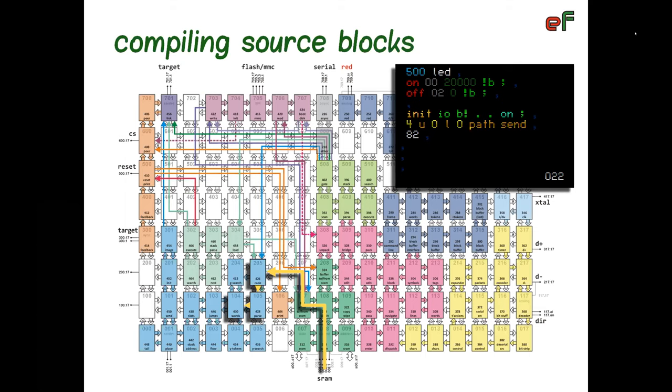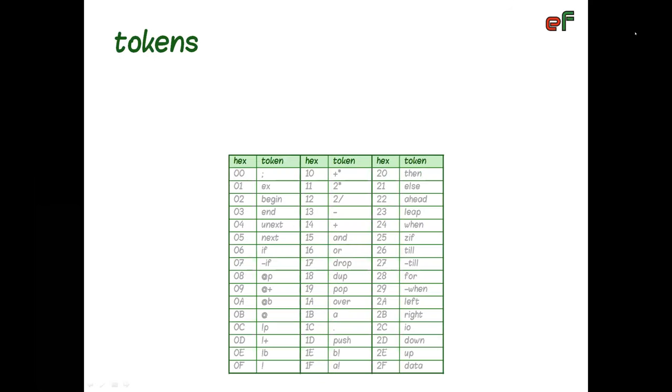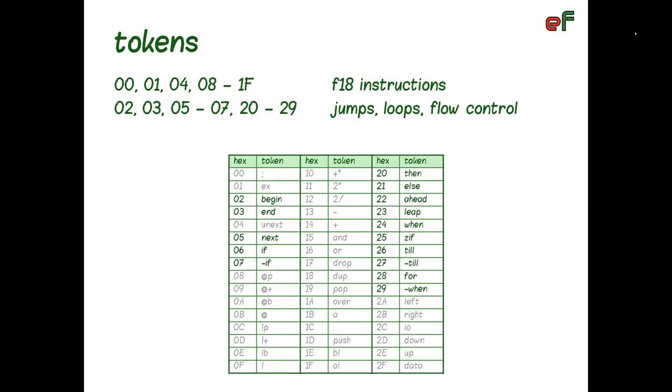As I said earlier, using tokens simplifies the compiler. All tokens are divided into three groups. There are tokens with one-to-one correspondence to F18 instructions, which means they are binary equivalent to their opcodes. The second group of tokens includes jump and loop instructions and flow control words. And finally, there is a group of tokens representing names of ports and registers.